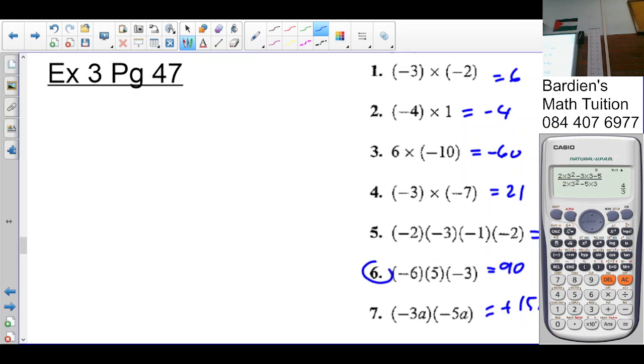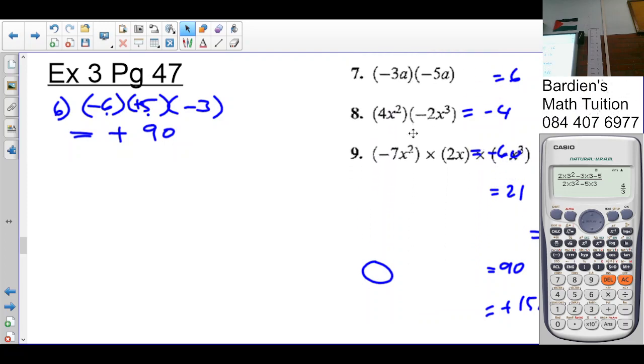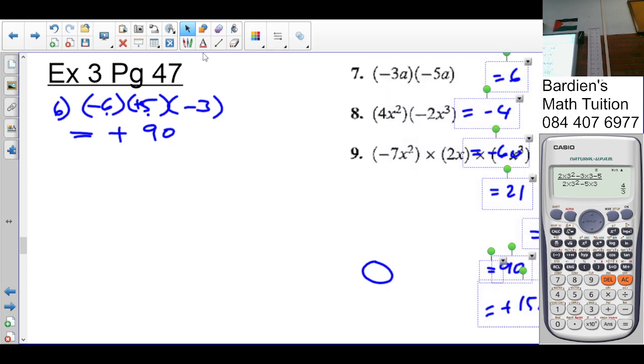Number 6. So in number 6 the question was negative 6 times 5 times negative 3. What's negative times positive? Negative. And negative times negative? Positive. 5 times 3 is 30, times 3 is 90. Okay, any other issues here? You all okay with this, okay. Please mark your work. It's very important to mark, okay? So again, when you're going through your work later on for some reason, then you know what is right and what is wrong, okay?